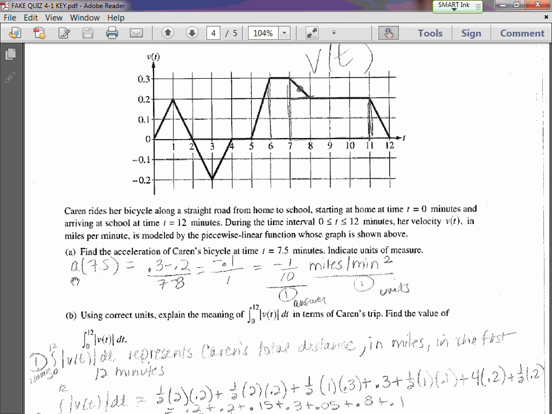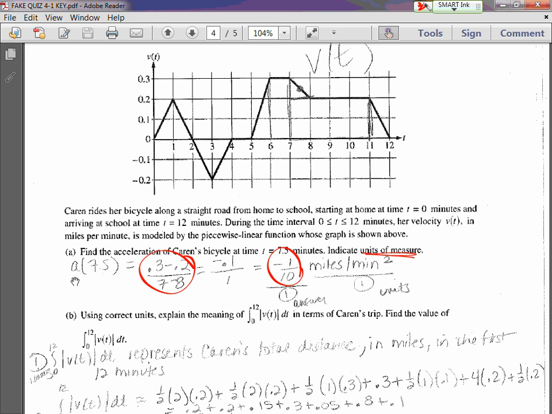Now they gave us the graph of velocity. Acceleration is just your derivative. And what's another word for derivative? Slope. Good, we're ready to change. Slope. And so I just simply find my slope at that point. When you do your slope at that point, you end up getting negative 1/10. And then don't forget units whenever they ask for units.